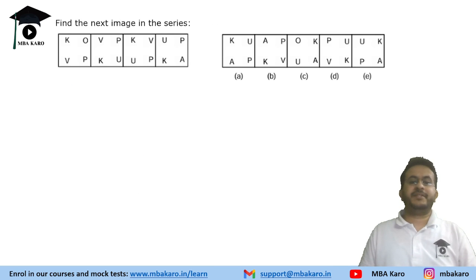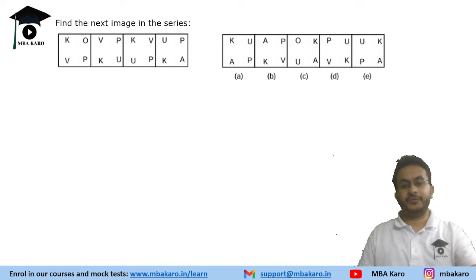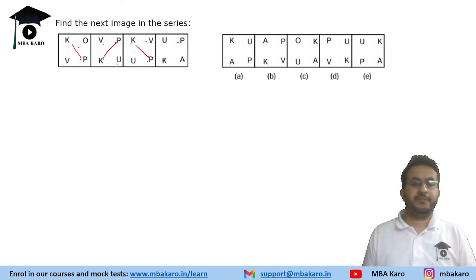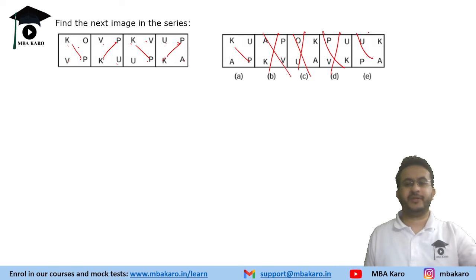Find the next image in this series. Okay, so we have four letters being used. So we need to see how they are moving. So we have KP, KP, KP, KP. KP is common. VO, VU, UV, UA. So KP is constant. Rest two letters are changing. So KP should be like this. So that eliminates all the other options. So it becomes easy that this will be the answer.